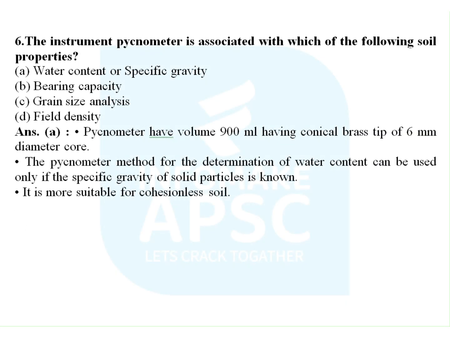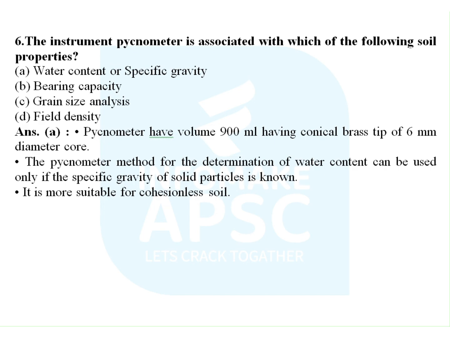Question number 6. The instrument pycnometer is associated with which of the following soil properties? A. Water content or specific gravity. B. Bearing capacity. C. Grain size analysis. D. Field density. So the correct answer, A.